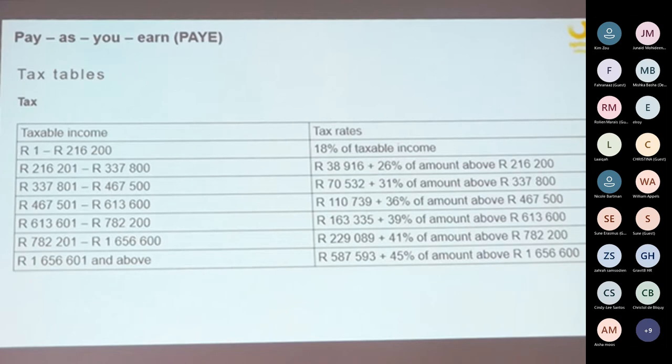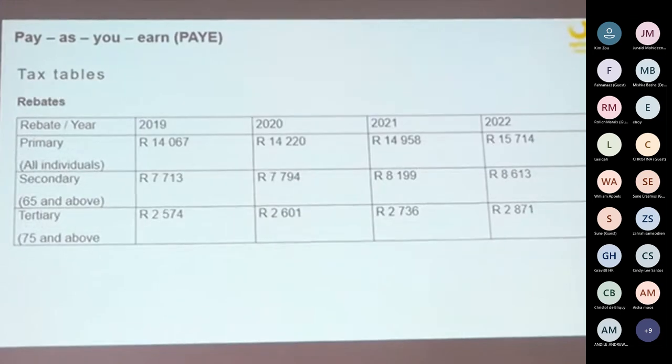10,152 is his normal tax. From that, you have to deduct his rebate. How old is Godfrey? Somewhere in his 20s, I think. Anyway, he is below 65. So Godfrey gets a primary rebate. The primary rebate is 15,714. Which means if we work out these steps to 10,000 and something and we deduct this rebate of 15,000 rand, we're going to get a negative amount of 5,000 rand.